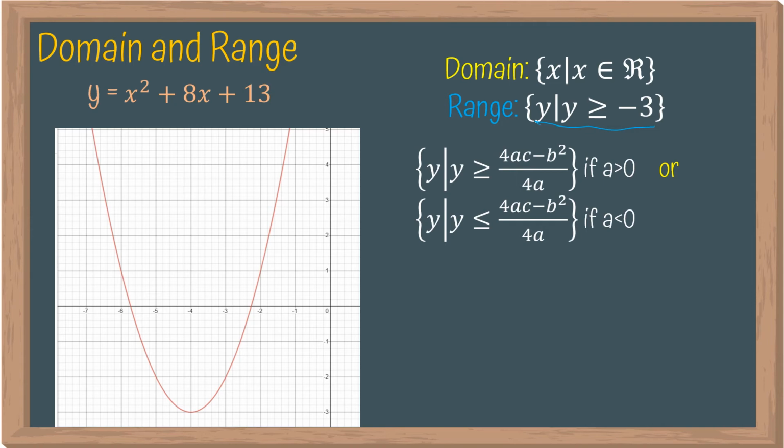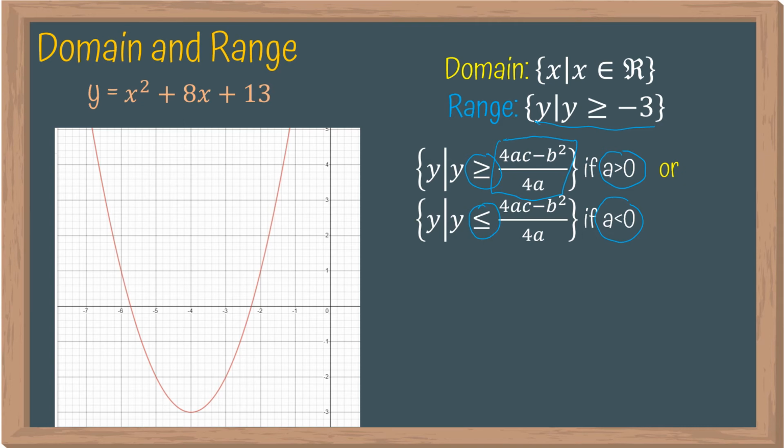So with this, it depends on the value of a as to what inequality symbol you are going to use. So kapag ang value daw ng a ay greater than 0, we're going to make use of the symbol here, greater than or equal to this particular value here, 4ac minus b squared all over 4a. Kapag naman ang value ng a ay less than 0, we are going to use the other inequality symbol, less than or equal to.